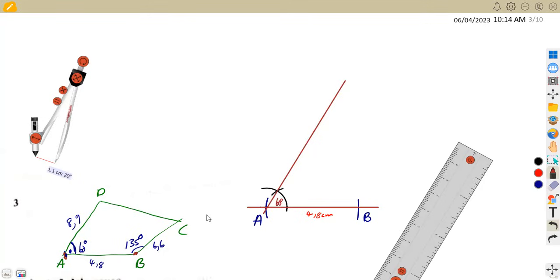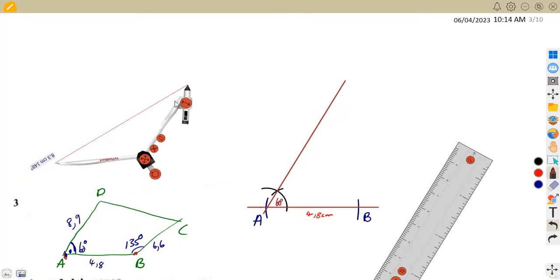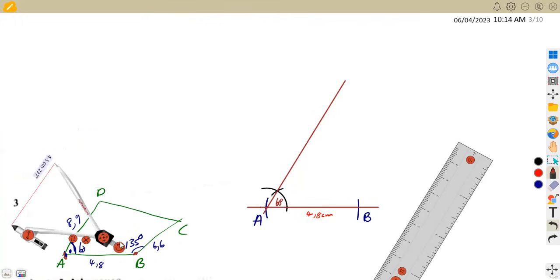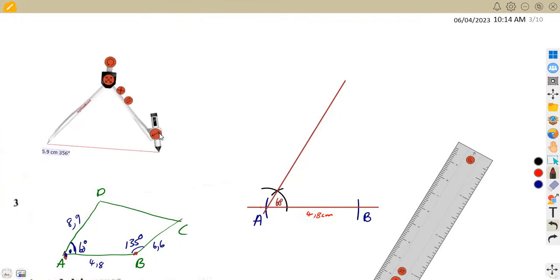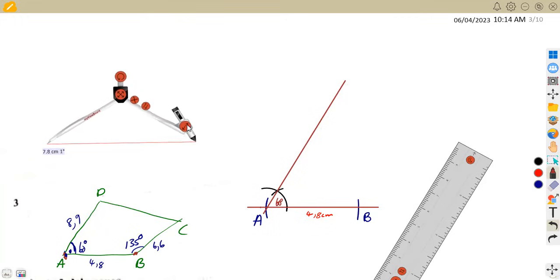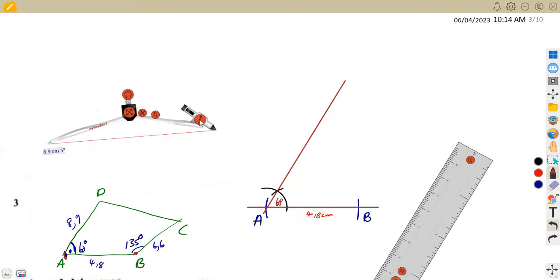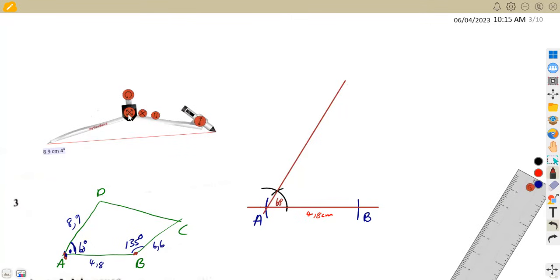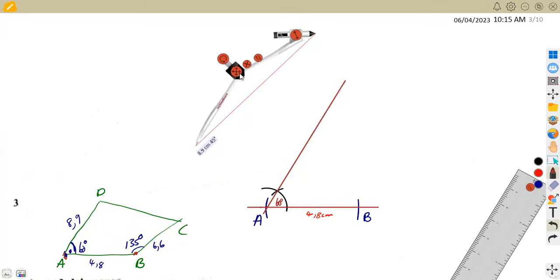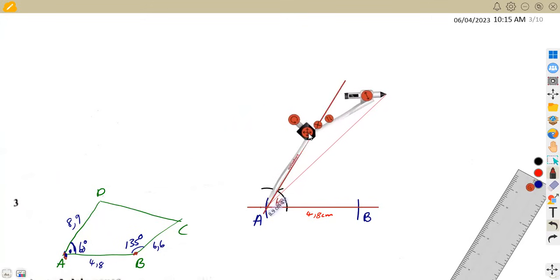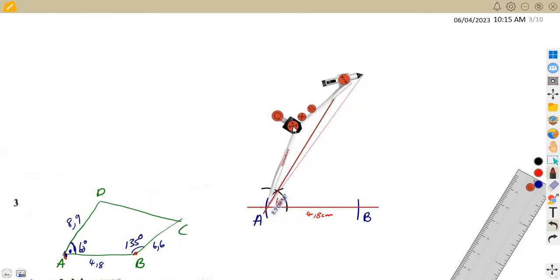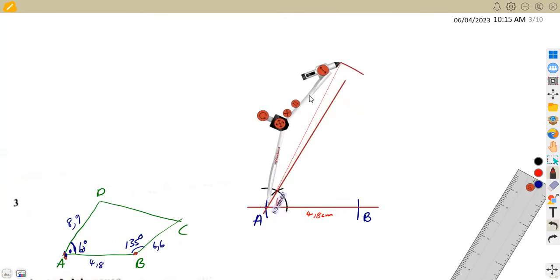So this is 60 degrees. We are given from A to D, it's 8.9. If I measure 8.9 centimeters here, let me just shift it this way. I measure 8.9 from my ruler, it's going to be something like this. From your ruler, you measure 8.9, but like I said, this one can just give me 8.9 directly. You mark that 8.9 on the line that you have drawn.